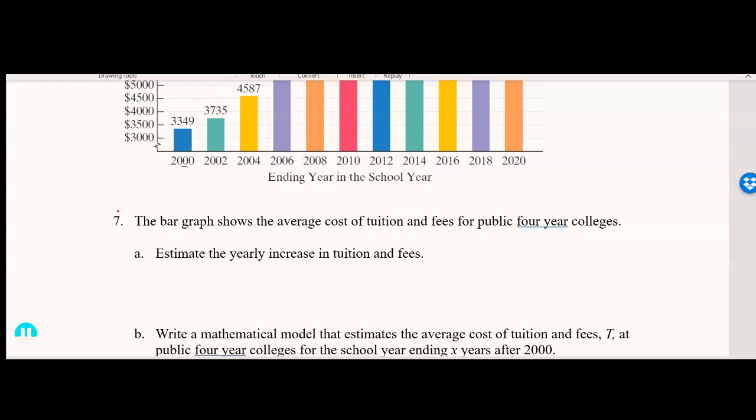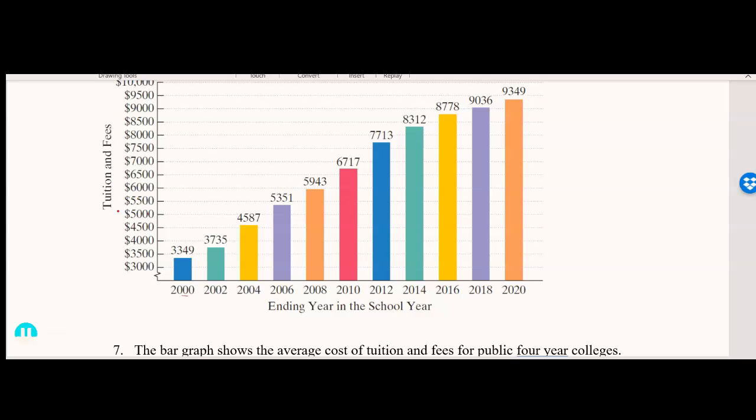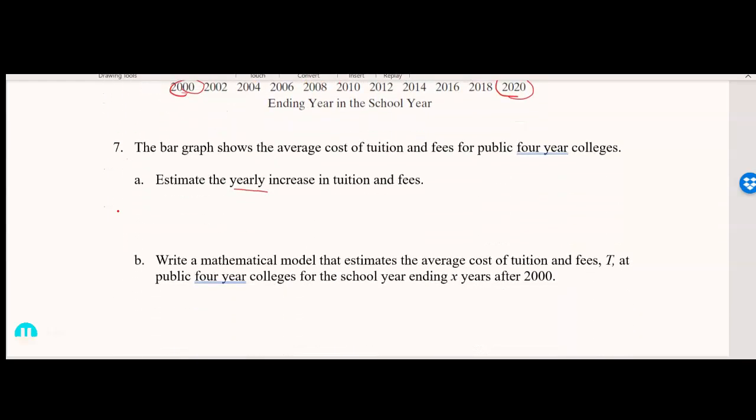Now again, because it's yearly, that tells you that we're doing the same thing we did before, which is where we are trying to find the change in the cost of tuition divided by the change in time. That's what we did in the previous problem. So going back to this chart, we're looking at the year 2000 and its corresponding number, and the year 2020 with its corresponding number. So those are the numbers we're going to use.